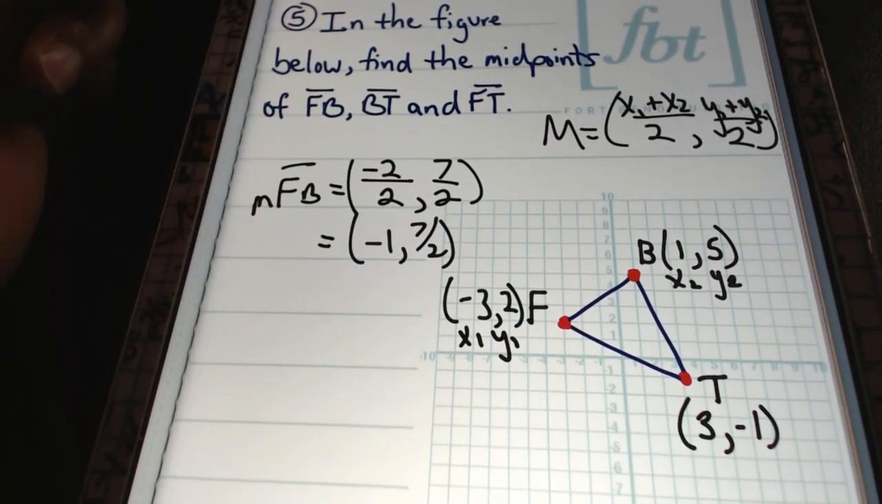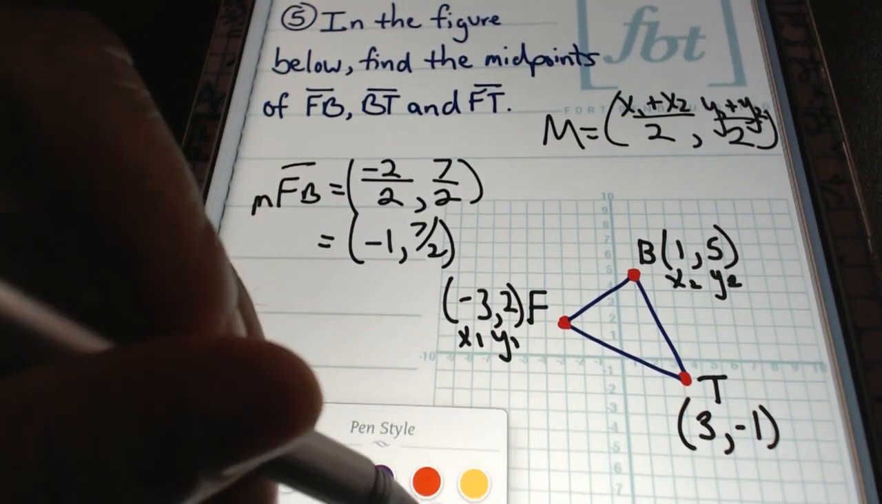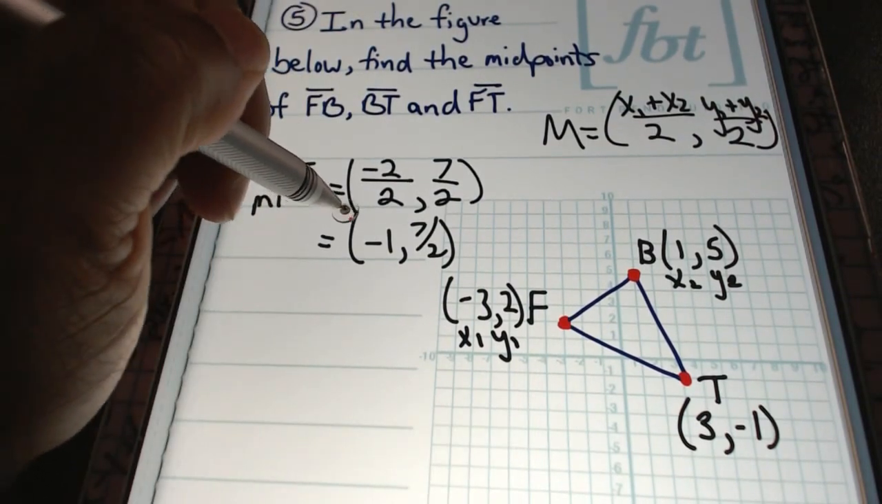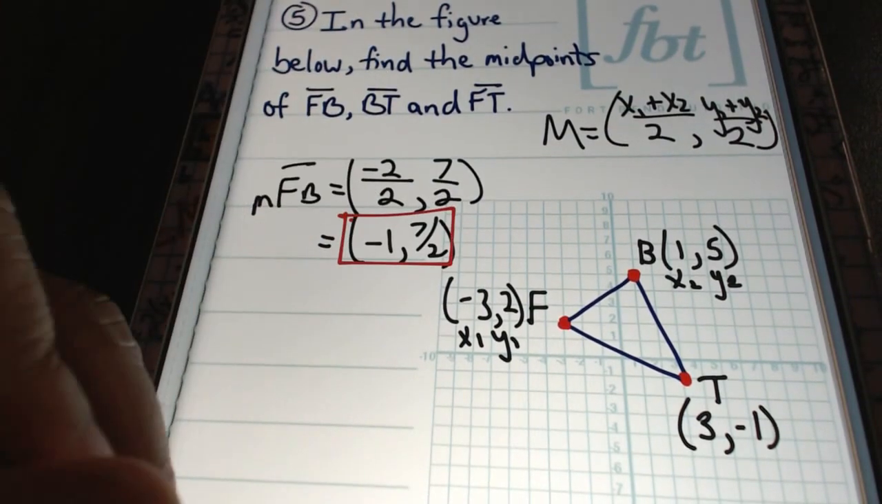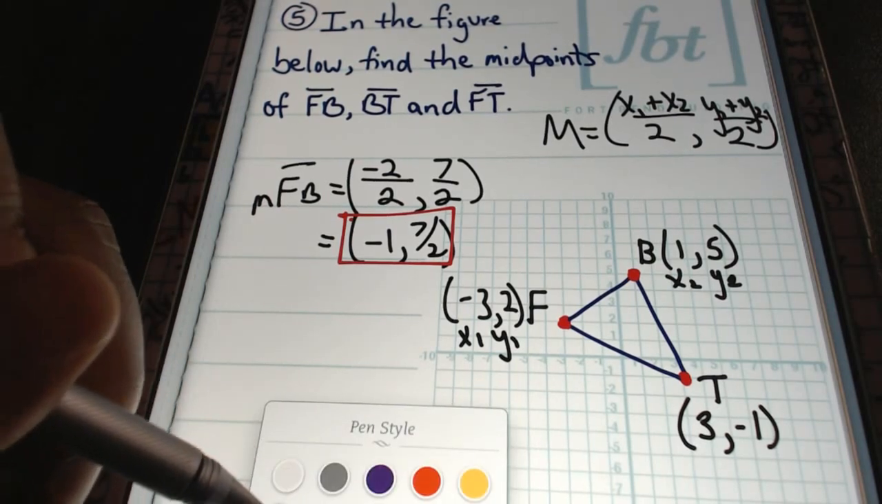There you go. -1 and 7/2, or as Angry Hermit wrote it, -1, 3 and 5/10. Good stuff. And Obina already has her midpoints for all 3 line segments. Very good, Obina. Going ahead and showing off today. I see you. Keep it going, Obina.